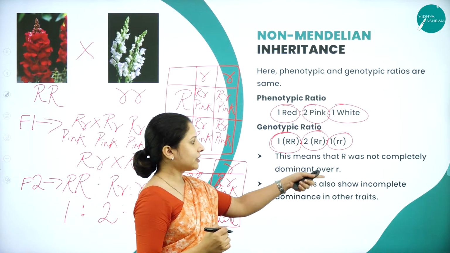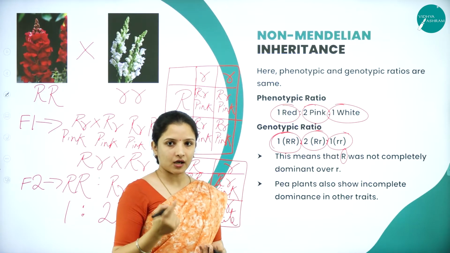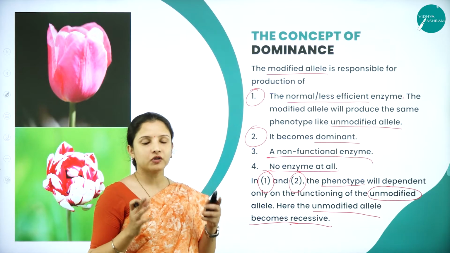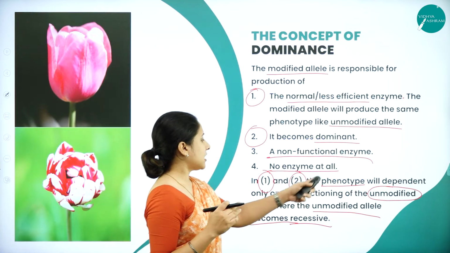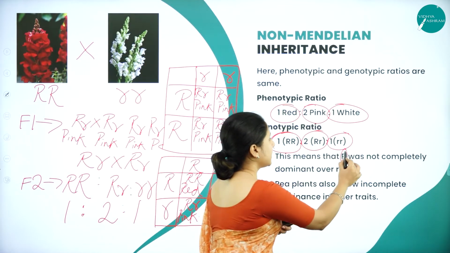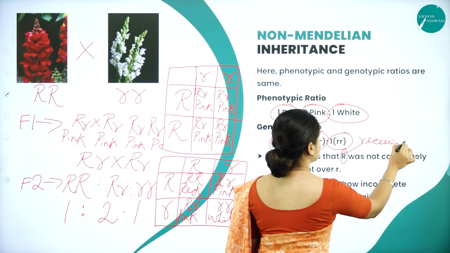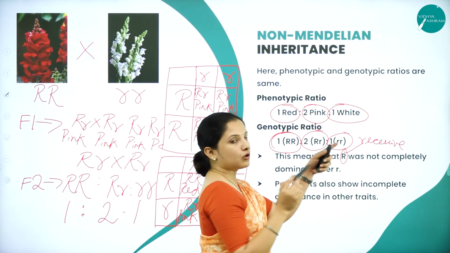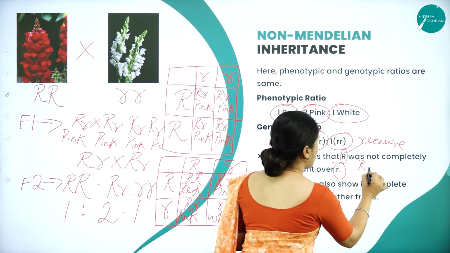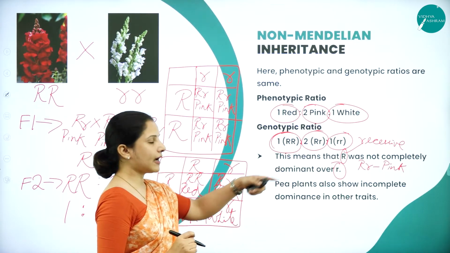So this means that R, the dominant gene, was not completely dominant over the other allele. The phenotype will be dependent only on the function of the unmodified allele. Here the unmodified allele will become recessive. So though it is dominant, it will become recessive, and it will not be completely dominant. Therefore, they will blend and become Rr, which will be responsible for the production of a pink color flower. So this is what happens here.